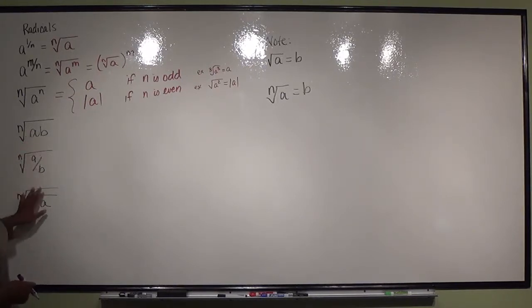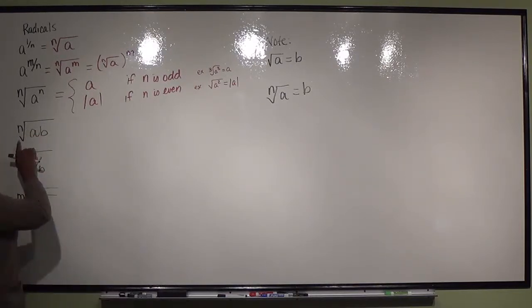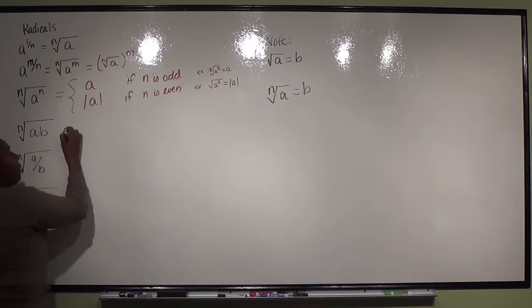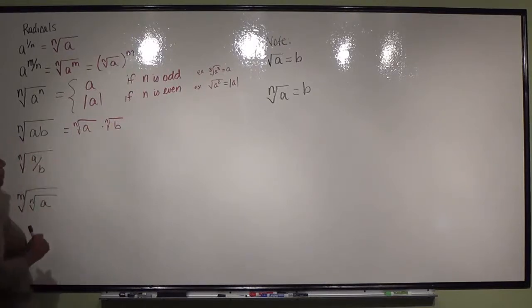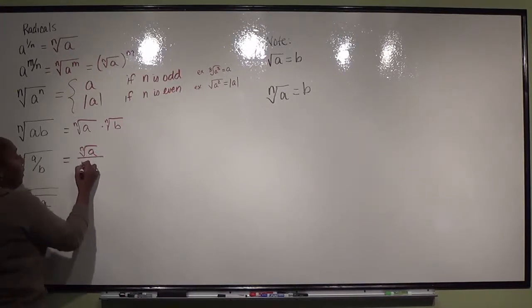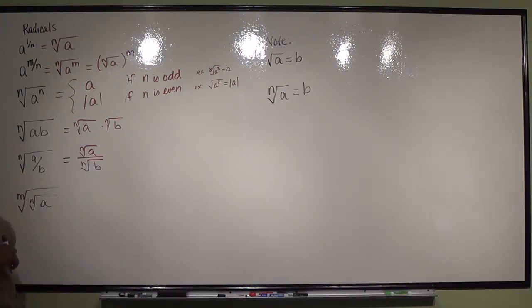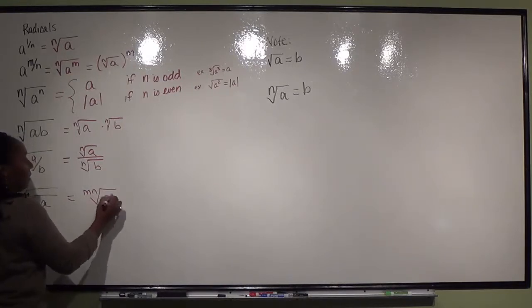Our properties that we had for exponents where we distribute also work for our radicals. So if I had ab all under a root, this is the same as the nth root of a times the nth root of b. Likewise with division, this would be the nth root of a over the nth root of b. And our power to a power works as well. If I'm looking at the mth root of the nth root of a, that basically combines my roots, so this is the mnth root of a.